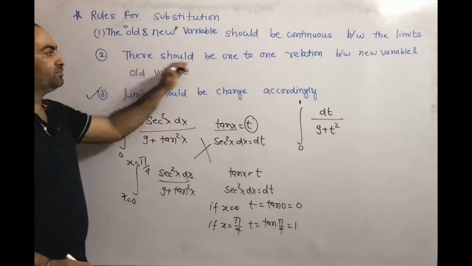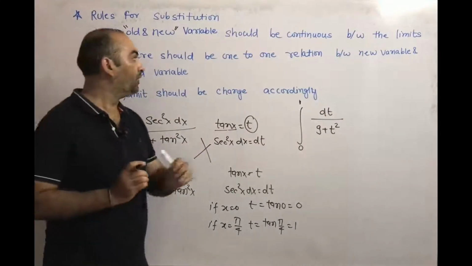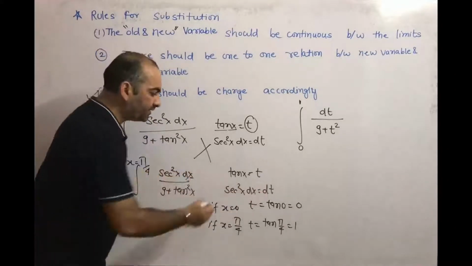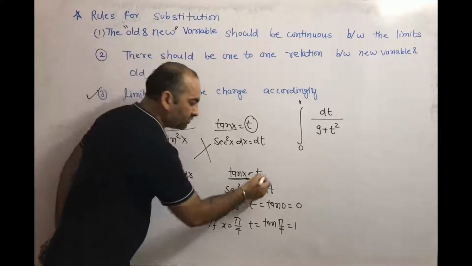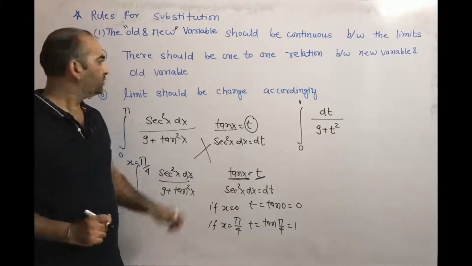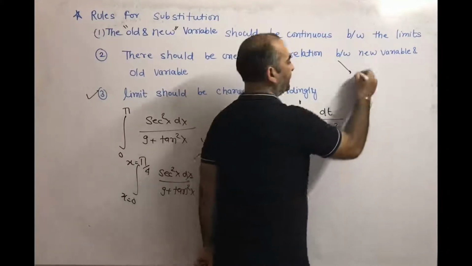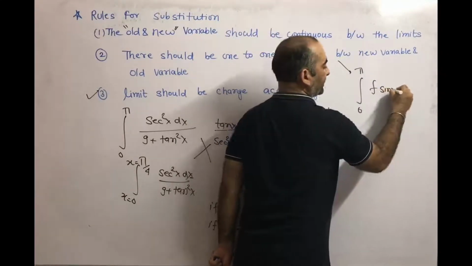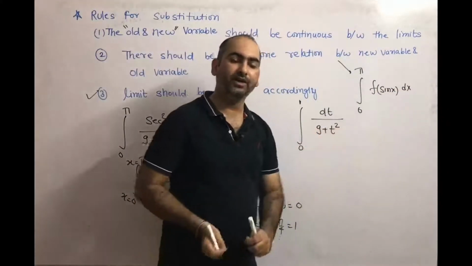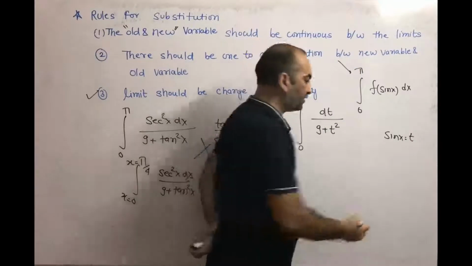The fourth point is that there should be a one-to-one relation between the new variable and the old variable. Here tan x equal to t: tan x is an increasing function, and t is also an increasing function. So tan x and t have a one-one relation. To understand this, we are taking one more example. For example, the integral from 0 to pi of f of sin x dx. We have a function in terms of sin x.